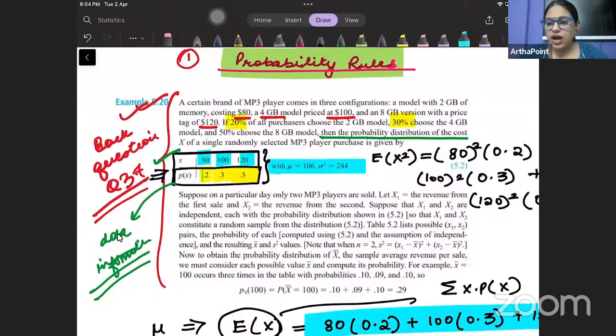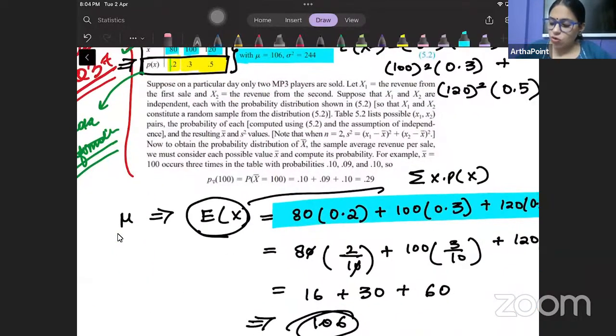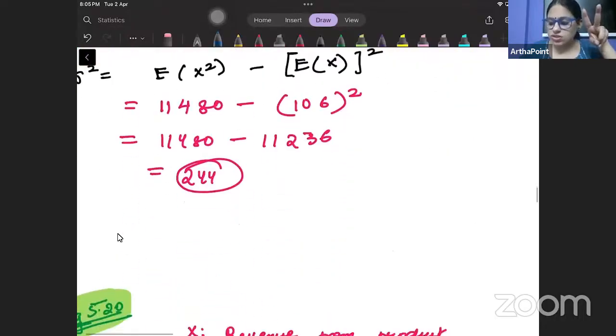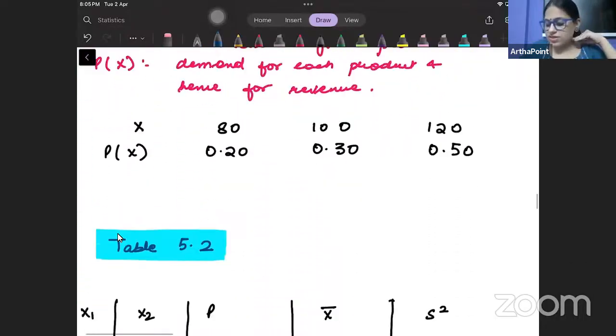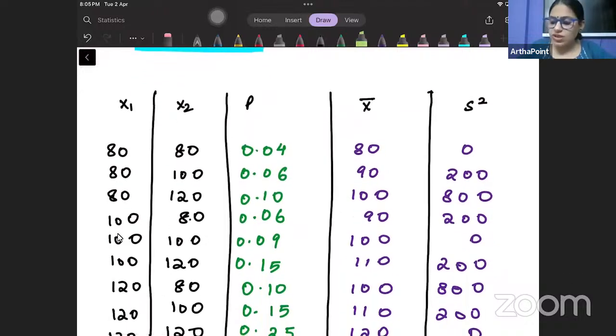This part is clear now, how mean and variance are given to you. Now we move on to the next step. So now it says that on a particular day, 2 MP3 players are sold. So in one day we are selling 2 MP3 players. Now you need to understand beta that those 2 MP3 players can be anything. Both MP3 players can be of 2 GB.